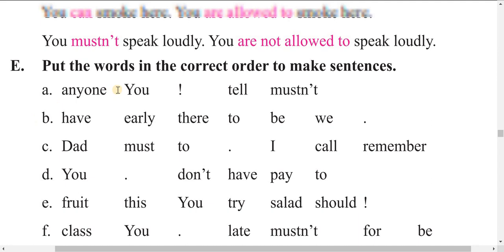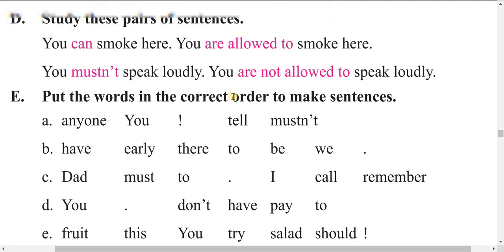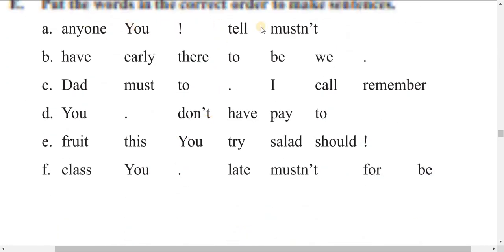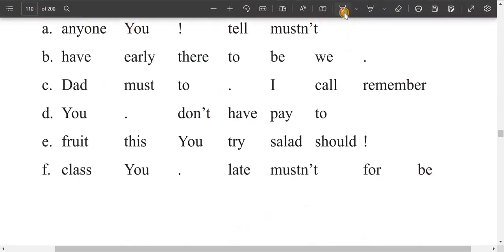Now, dear students, put the words in the correct order to make sentences. You can make sentences by putting the words in the correct order. It is very easy. The first one is: you mustn't tell anyone! B: we have to be there early. We have to be there early.